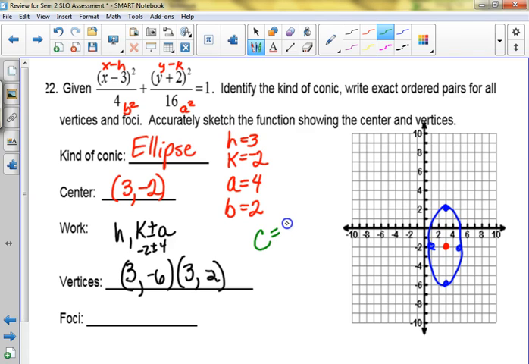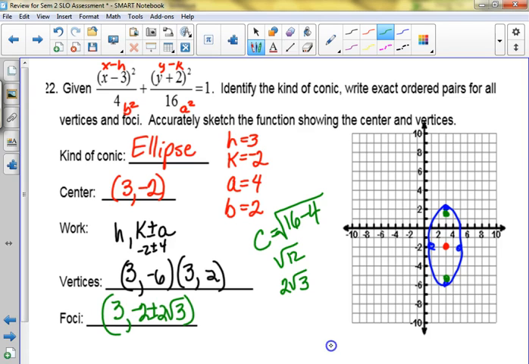It's a squared minus b squared when it's an ellipse. So it's 16 minus 4, which is square root of 12. Lovely. 2 square roots of 3. And that means it's like 3 point something. So right inside here somewhere on the major axis. So it's going to be 3 comma negative 2 plus or minus 2 square roots of 3 if we write it in some kind of exact form. Did I lose you?